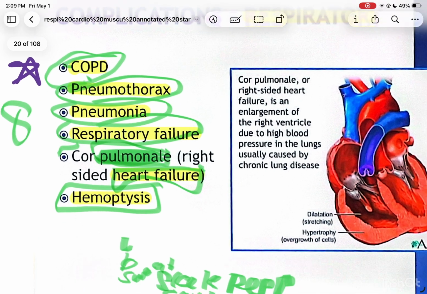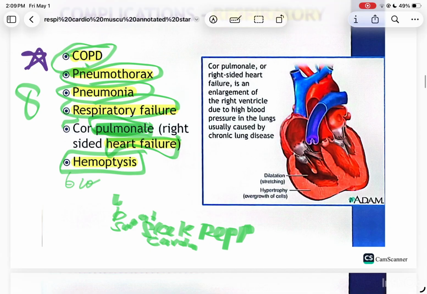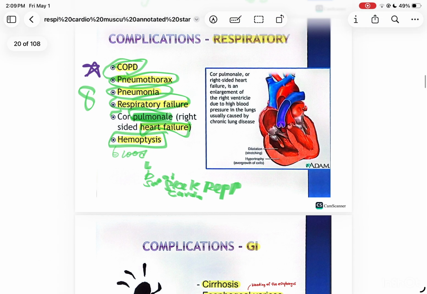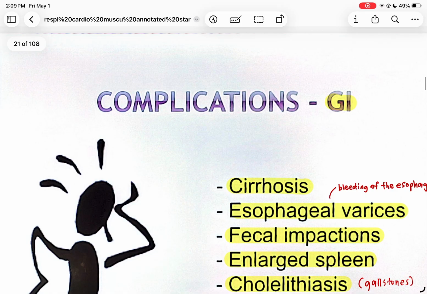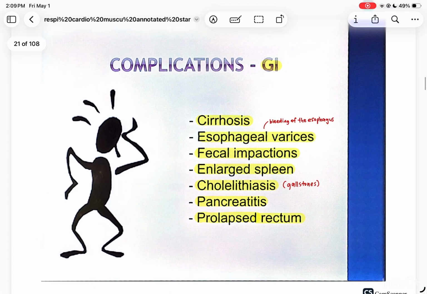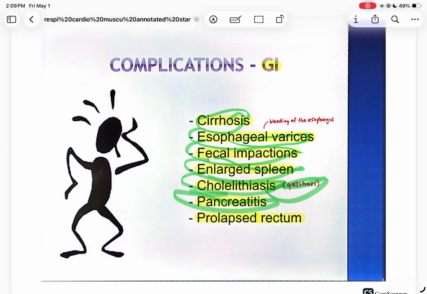Magka-cause siya COPD, pneumothorax, pneumonia, respiratory failure, cor pulmonale, right-sided heart failure, cor pulmonale day ang tawag sa right-sided heart failure, and hemoptysis. What does hemoptysis mean? It's something with the blood. Okay, hemo. Cor pulmonale or right-sided heart failure is an enlargement of the right ventricle due to high blood pressure in the lungs.